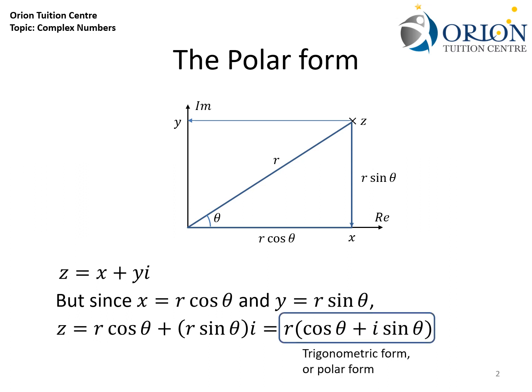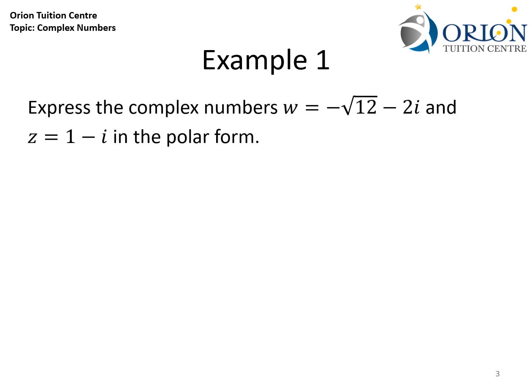This form is the trigonometric form or the polar form of a complex number. It is sometimes also called the modulus argument form of a complex number. In example 1, we need to express the complex numbers w and z in the polar form. So in order for us to do the conversion, we will need to first find out what the modulus and the argument of these two complex numbers are.